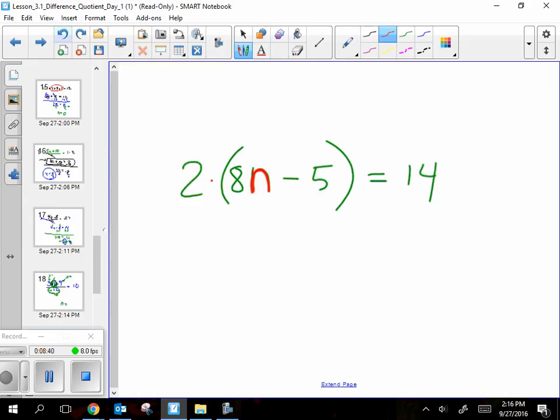Divide by 2. Everybody write this one down. This is the hardest one. It's the work of art at the end. It's the Mona Lisa of these problems.